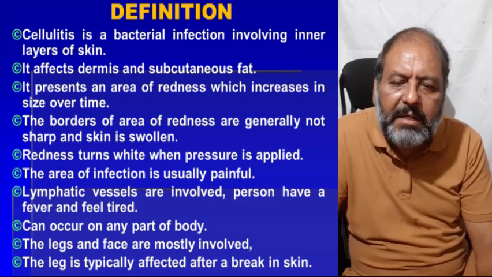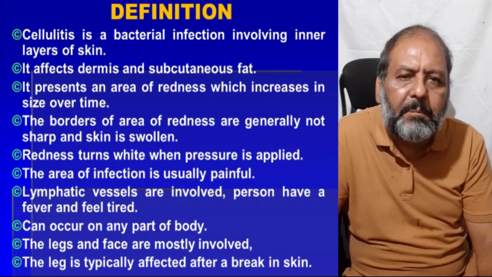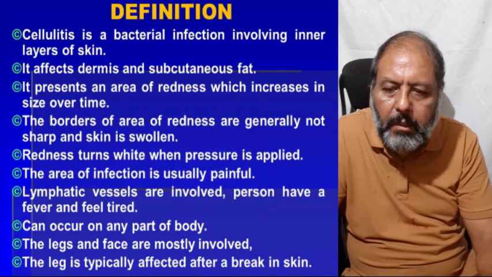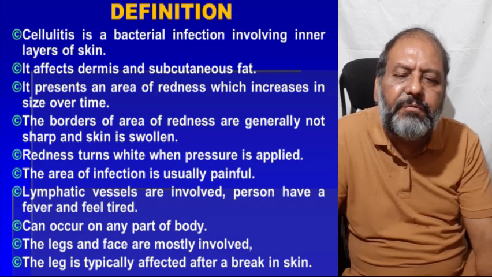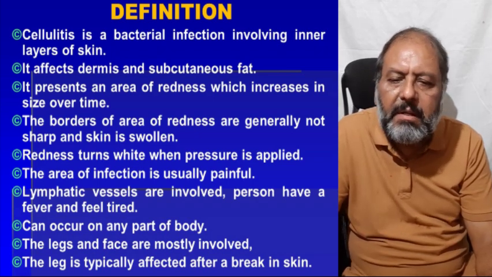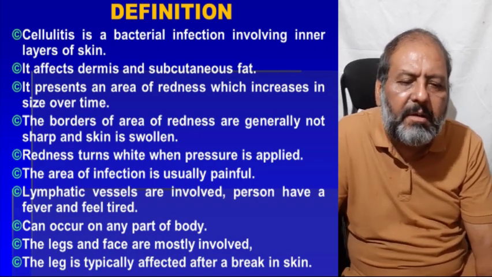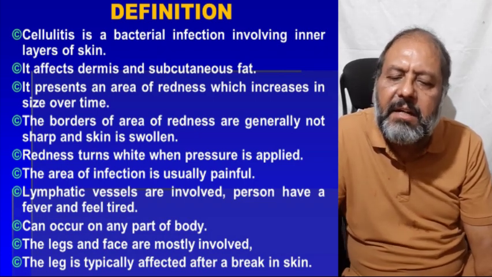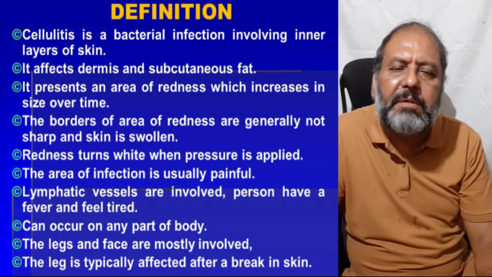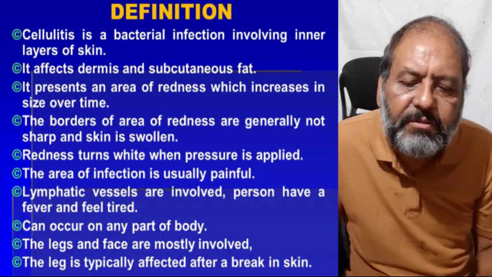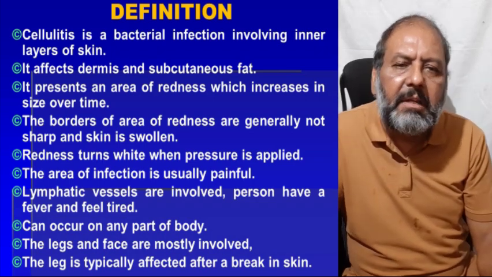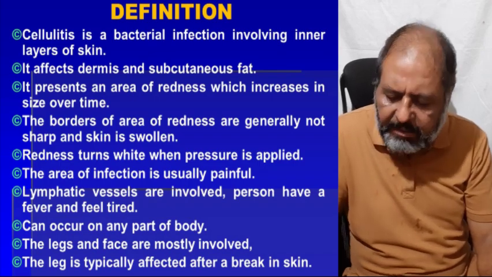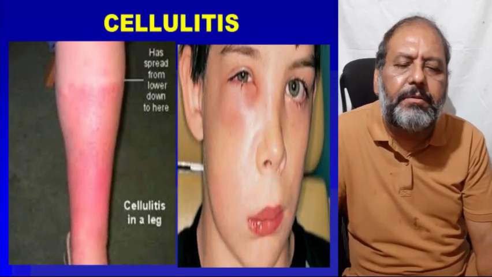Redness turns white when pressure is applied on the red area. The area of the infection is usually painful. Lymphatic vessels are involved. The person has a fever and feels tired. It can occur on any part of the body, but mostly the legs and the face are involved. The leg is typically affected after a break in the skin of the leg, causing cellulitis.